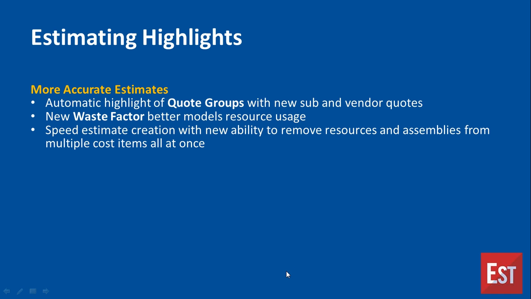Second, a new waste factor that can be added to your estimates helps to keep track of the wastage and account for it up front, the wastage that happens with certain types of materials in the project, helping you create more accurate estimates. And then finally, we've built in a new usability feature that makes it easy to remove resources and assemblies from multiple cost items all at once. So let's go into more detail about all three of these.